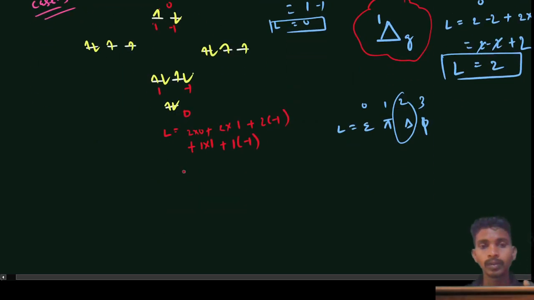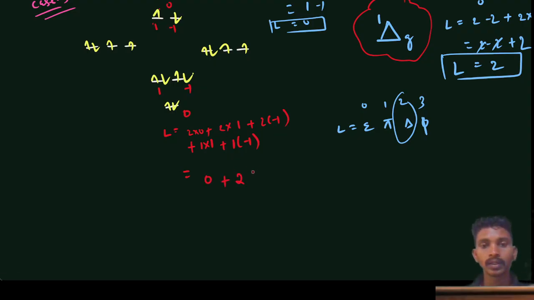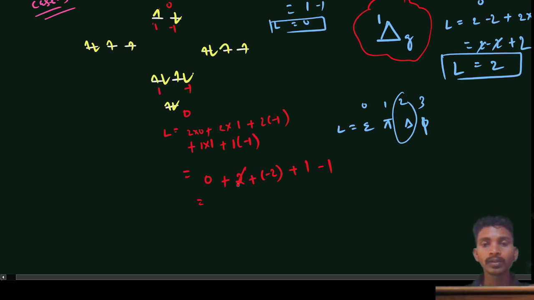So calculate the whole value. This is 0, plus 2, minus 2, plus 1, minus 1. So this cancels, and this also cancels. So the total L value is 0. So if the L value is 0, then this value will come.